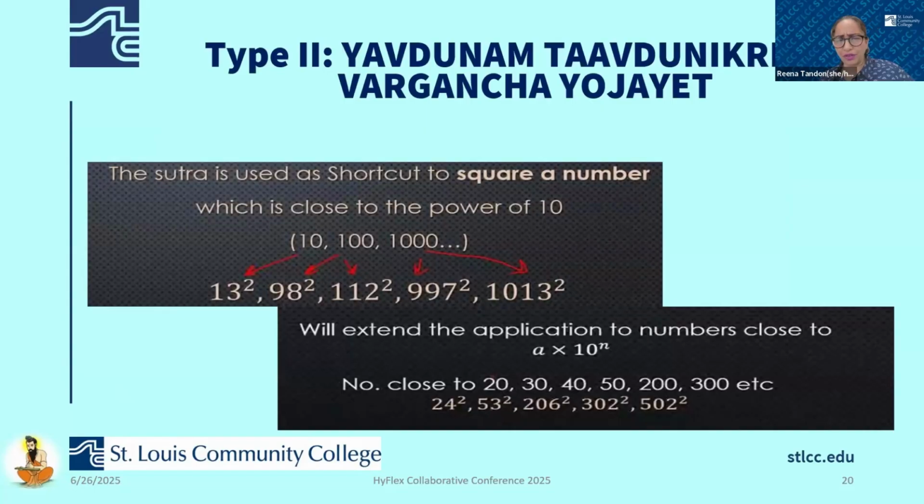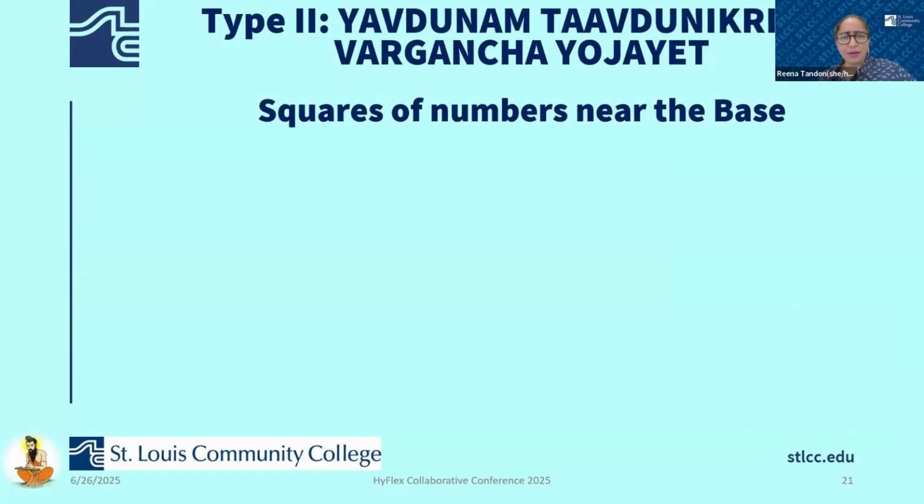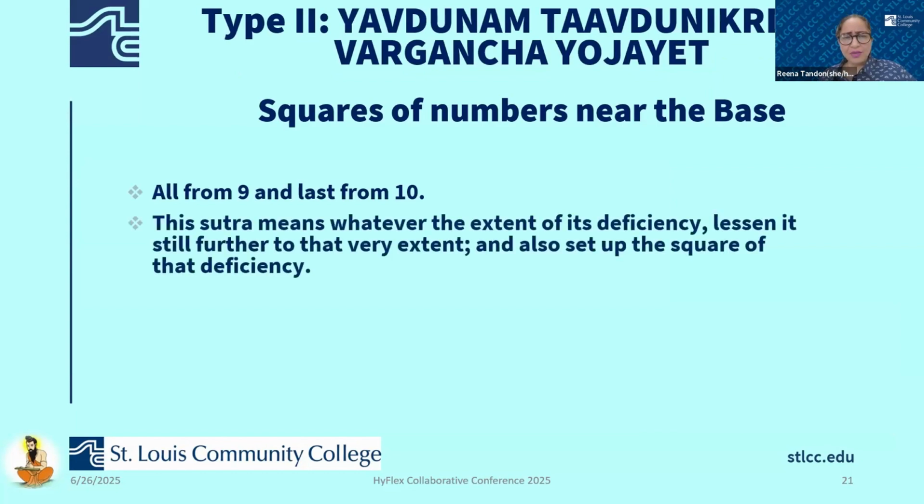But it is not applicable for this. We have another formula to square these kinds of numbers. Firstly, today I'm going to discuss the square of a number near the base. We always say all from 9 and last from 10. This sutra, this formula, means: whatever the extent of its deficiency, lessen it still further by that very extent, and also set up the square of the deficiency.